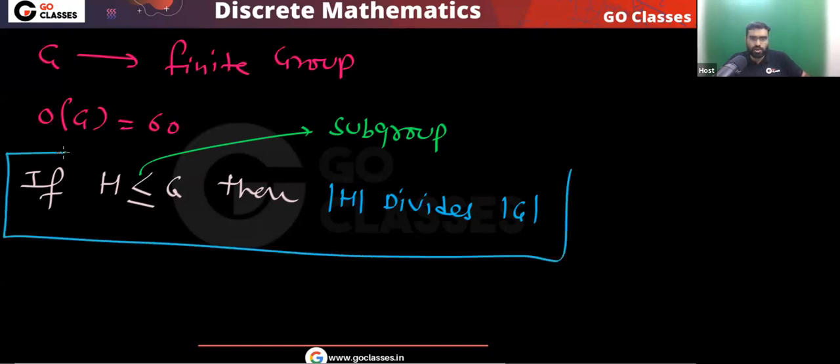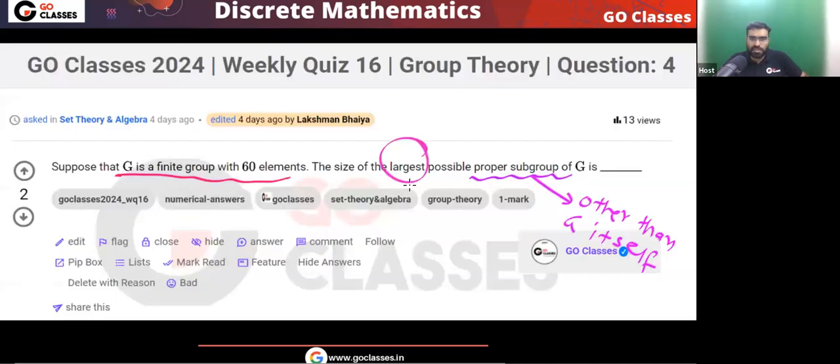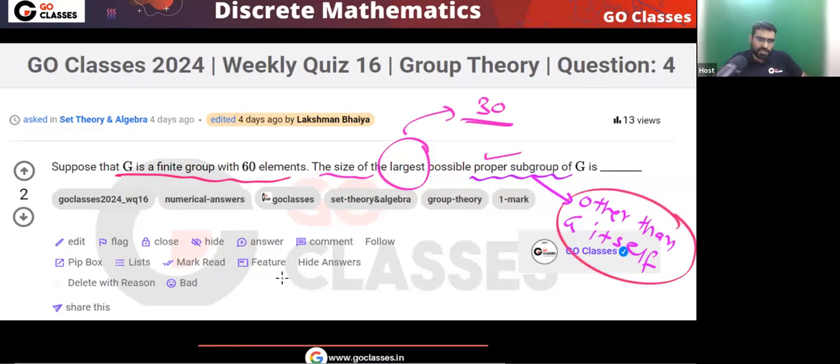After this Lagrange theorem, you tell me: the question is asking for the size of the largest possible proper subgroup. The answer will be 30, because the question is asking for a proper subgroup, other than G. 30 divides 60. This is the largest value other than 60 which will divide 60.